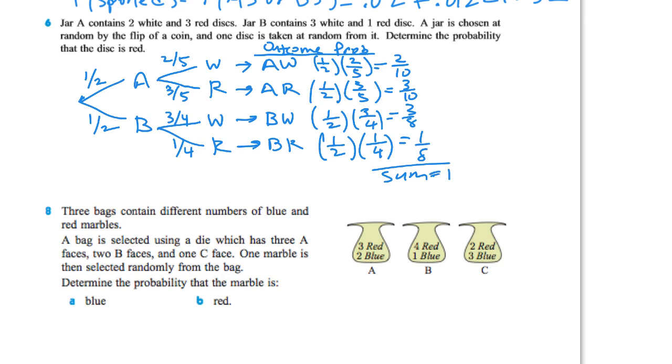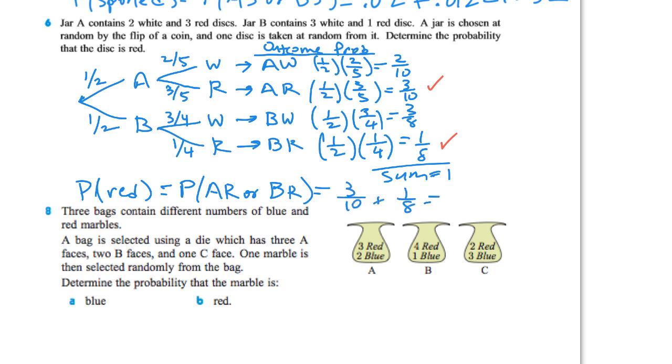Okay, let's focus on the question. What's the chance that we end up with a red one? So if we're going to end up with a red one, we'll have come out of jar A and gotten a red one, or jar B and have gotten a red one. So the outcomes that get added up are AR or BR. Okay, so we add up 3/10 plus 1/8. I'm going to let my calculator do that for me. And I got 0.425.